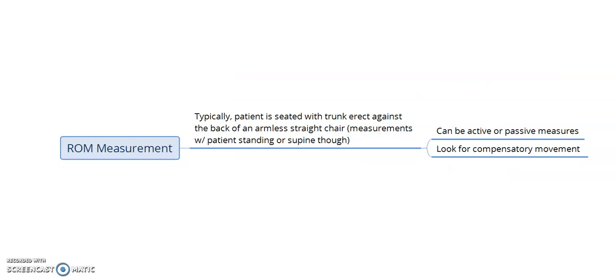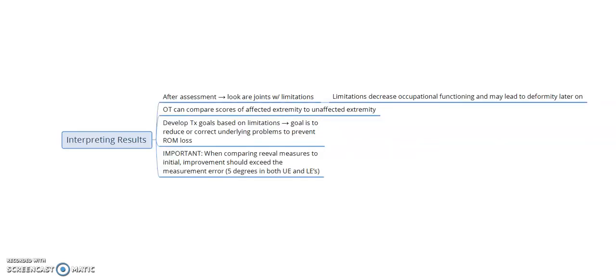When measuring range of motion, typically the patient is seated with the trunk erect against the back of an armless straight chair, and you can do this also in standing or supine, but you need to look for active and passive measures and also look for compensatory movements. After you've completed your range of motion assessment, you need to look for which joints had limitations, because limitations can decrease occupational functioning and may lead to deformity later on.